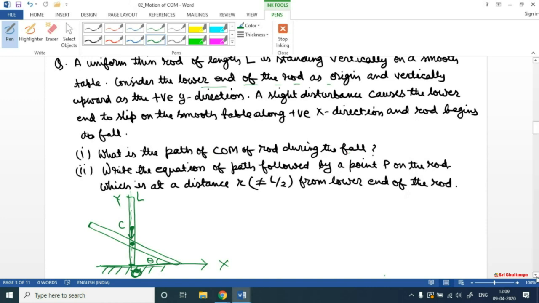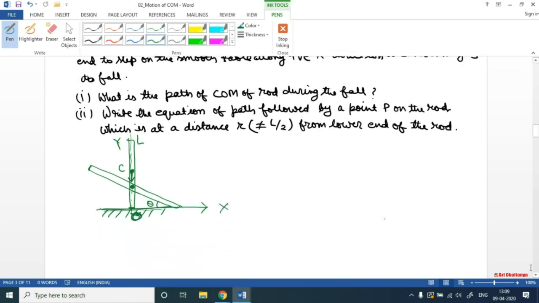Now another interesting question that has been asked to us. The second part is: write the equation of the path followed by a point P on the rod which is at distance r from the lower end of the rod, and r should be less than L by 2, we must write. So let me use some other color pen. So here is the point P which we are looking for, and this distance is given to us as r, and we want to find the equation of the path of this point P.